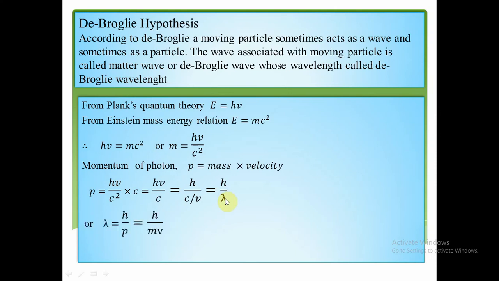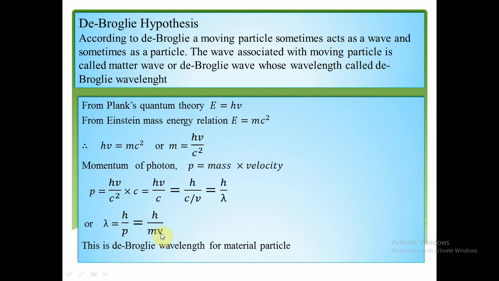If you further simplify this equation, taking lambda to the left side and p, the momentum, to the right side, the equation becomes lambda equals h divided by p, and h divided by p is nothing but h divided by mass into velocity for a normal particle. This is the de Broglie wavelength for a material particle.